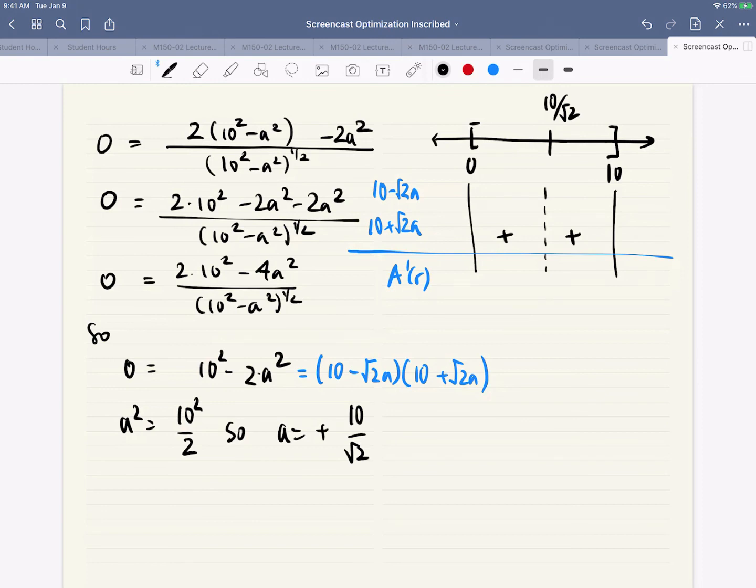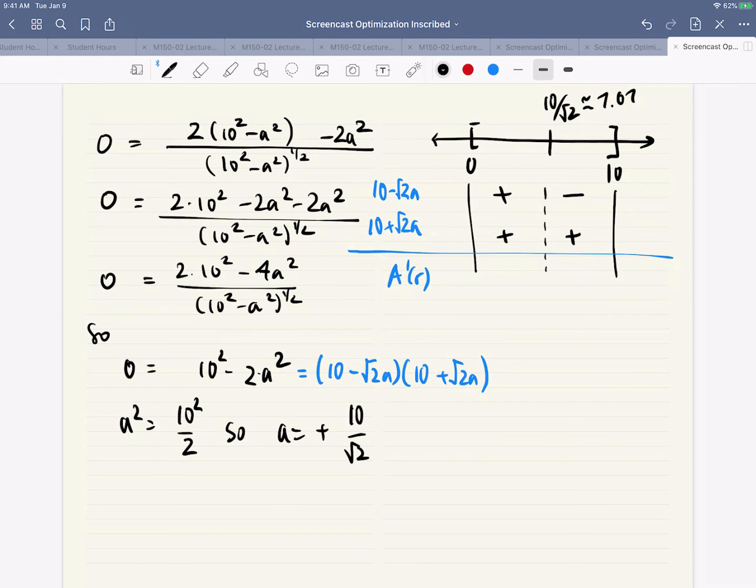The first factor changes signs. When a is really big, 10 minus square root of 2 times a is going to be negative. So here we could plug in, I guess that would be good for us to know this. 10 divided by the square root of 2 is approximately equal to 7.07. So if I plugged 8 into the first factor, I get 10 minus 8 times the square root of 2. And 8 times the square root of 2 is 11.3. So the first term is negative. So there would be a negative here. And we can say plug in 1 and we see that's a positive.